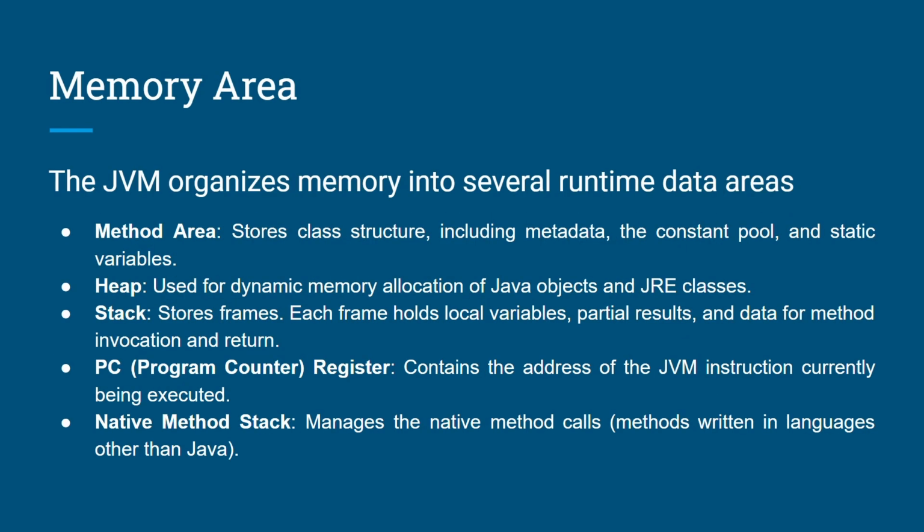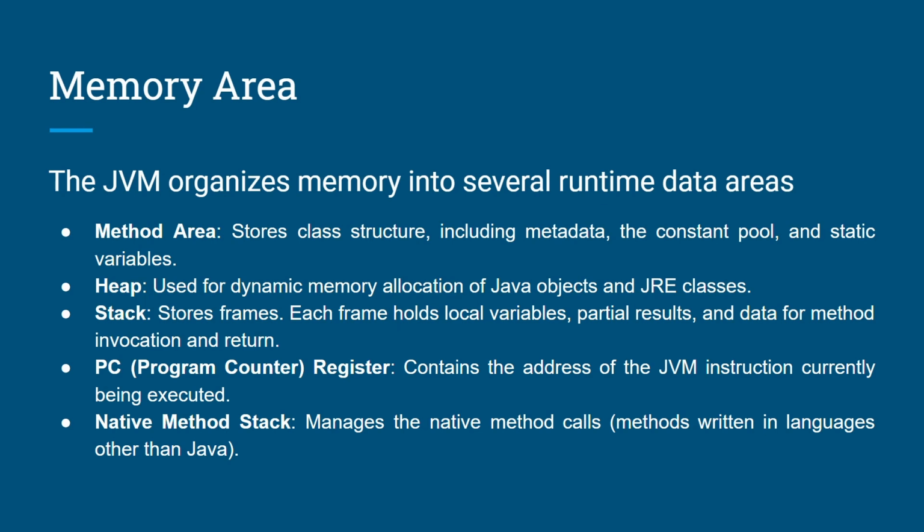The JVM organizes memory into several runtime data areas. These are different memory areas used during the execution of the Java program. First, the method area. This area stores class level data including static variables, constant pool, and method code. Next, the heap area. It is the runtime data area where objects and their instance variables are allocated. One JVM will have only one heap area.